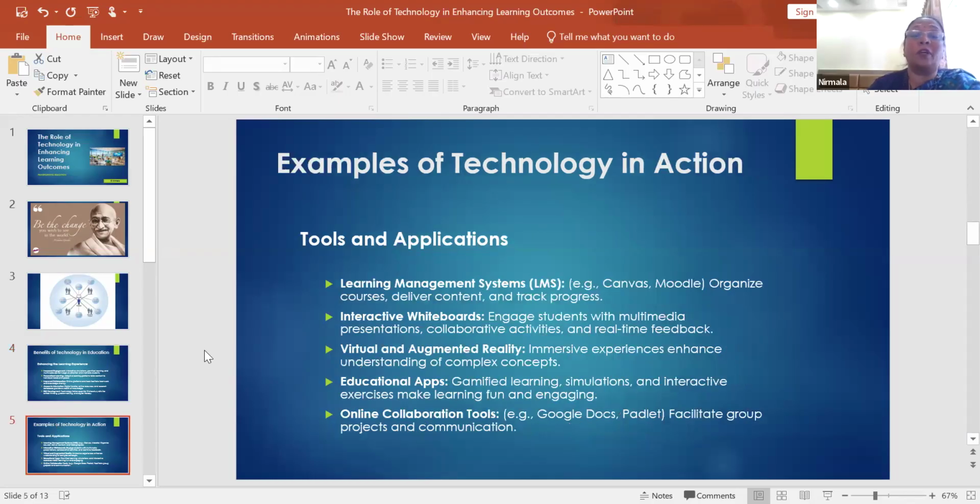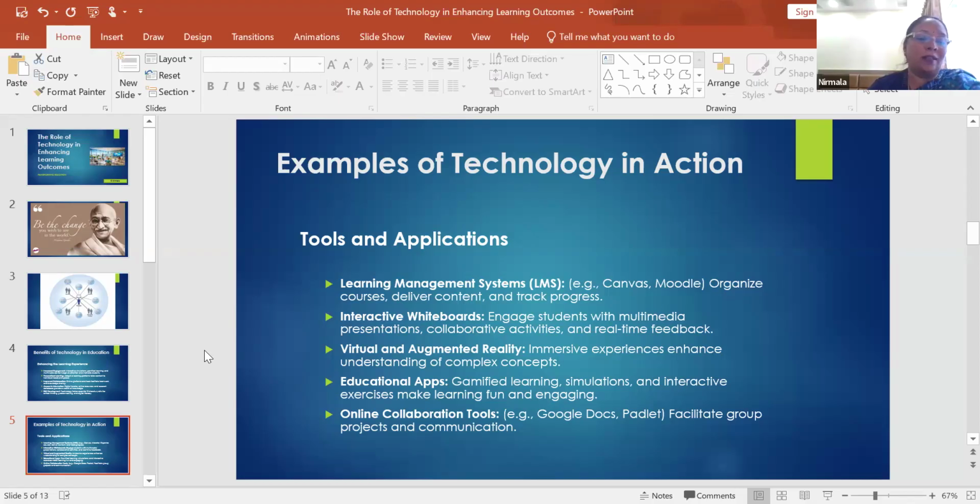Now, examples of technology in action. How can we use technology in action? Learning management systems like Canvas and Moodle organize courses, deliver content, and track progress. Interactive whiteboards: as we have seen in the pandemic during online platforms, we were able to engage the students with multimedia presentations, collaborative activities, and real-time feedback.